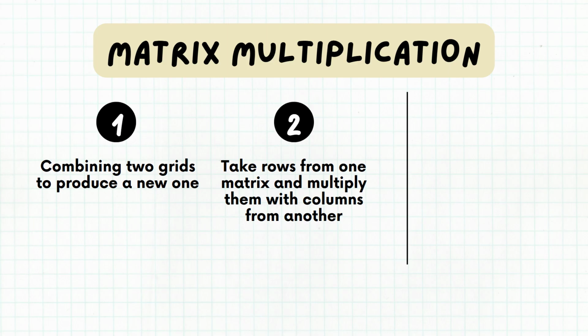Imagine you are calculating total cost and you have two matrices. The first matrix contains quantity of items and the second matrix contains prices per item. Matrix multiplication gives you the total costs for every combination. In AI, this is how we combine data with weights to make predictions.